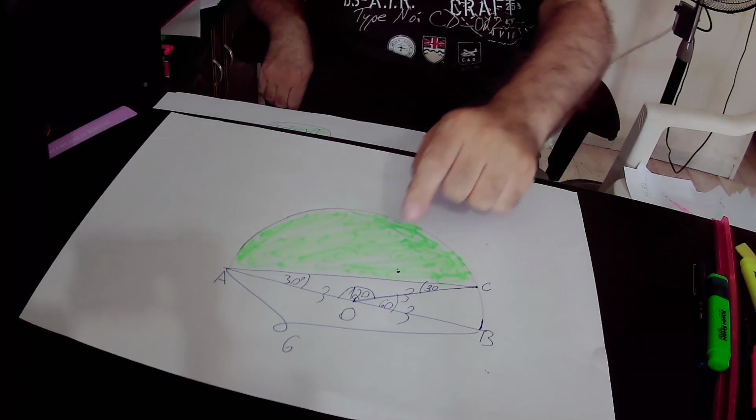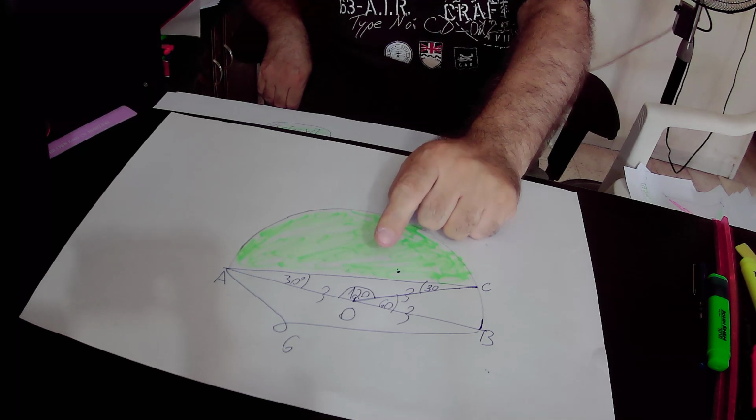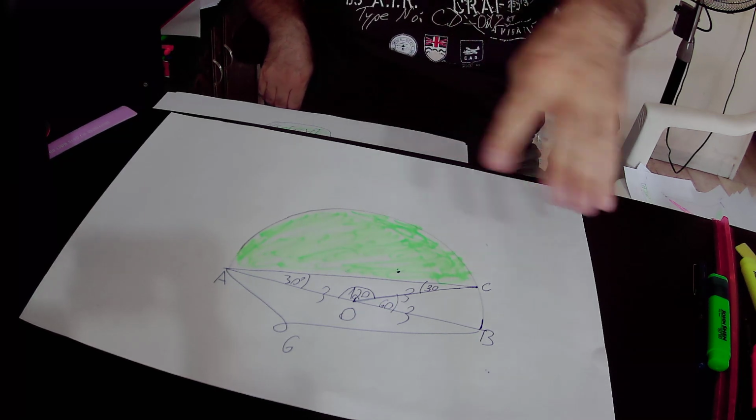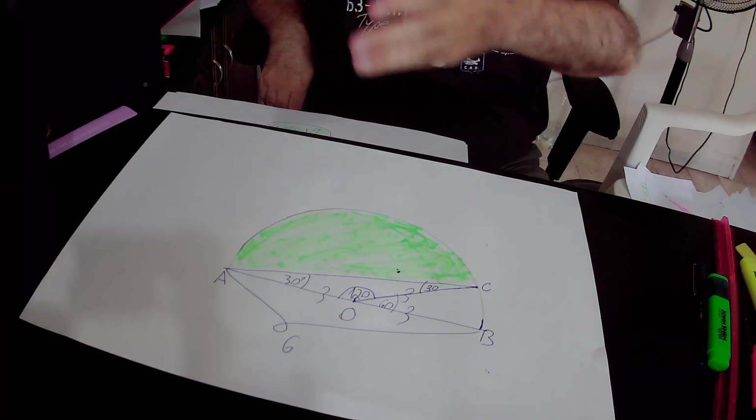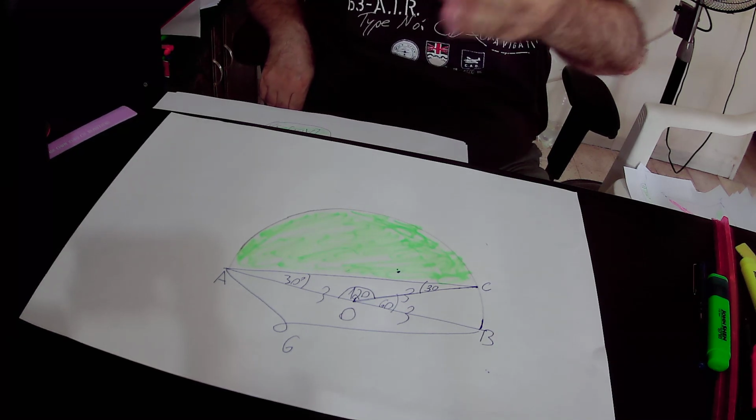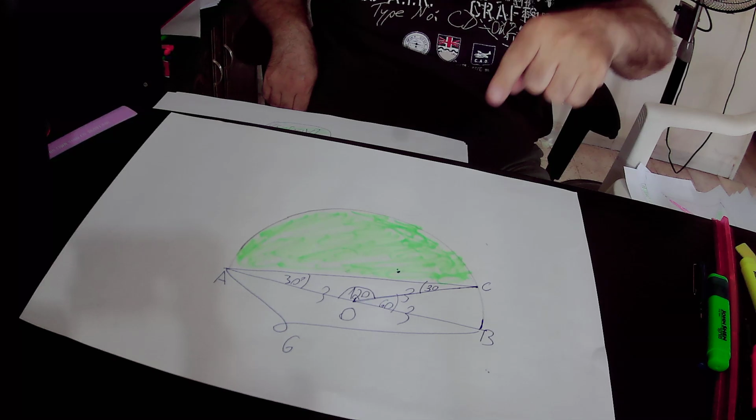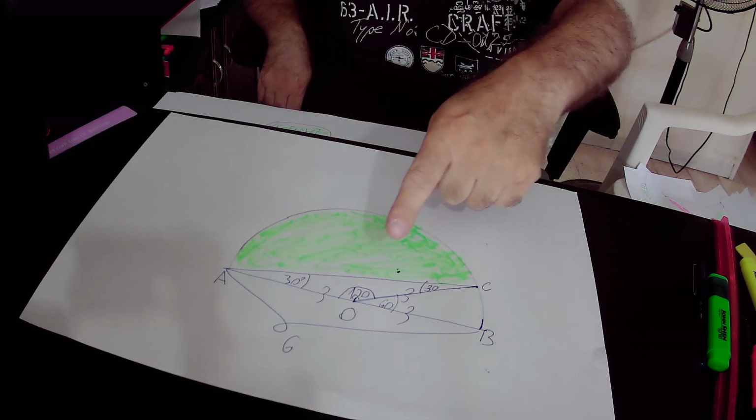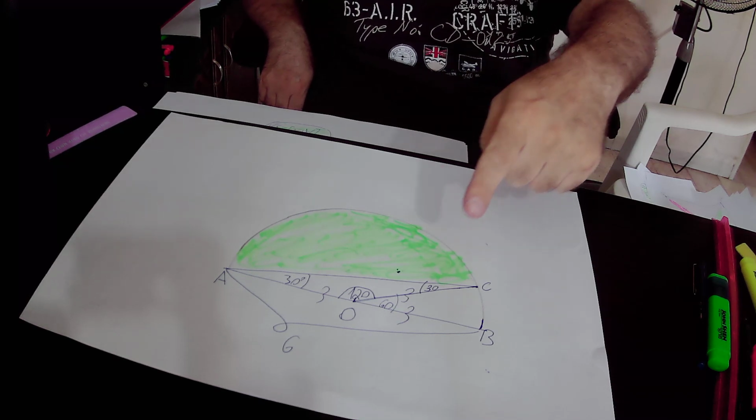We define the center of this semicircle as O. We know that the diameter AB of this semicircle is 6 units, therefore the radius must be half of it. That is to say, the radius must be 6 over 2, that is 3 units. So OA, that is the radius, equals 3 units. BO, that is also the radius, also equals 3 units.